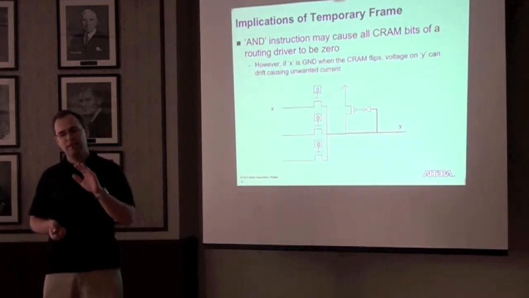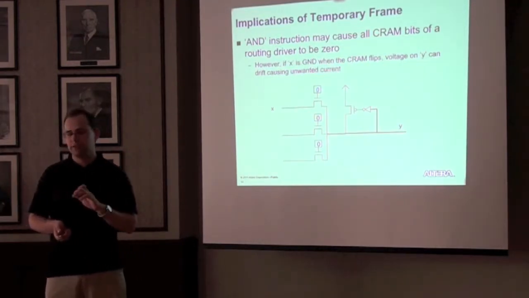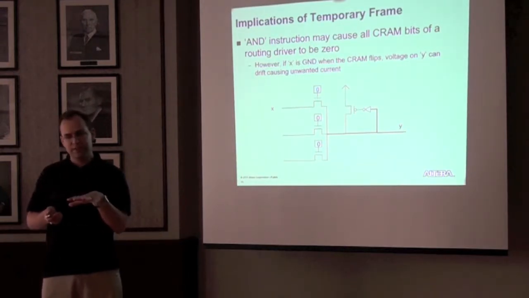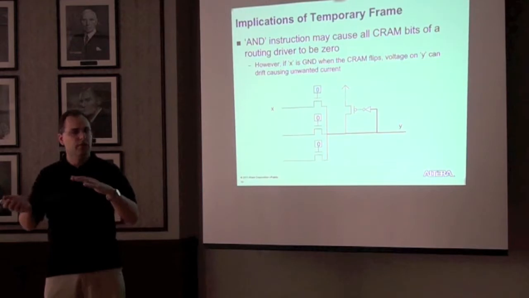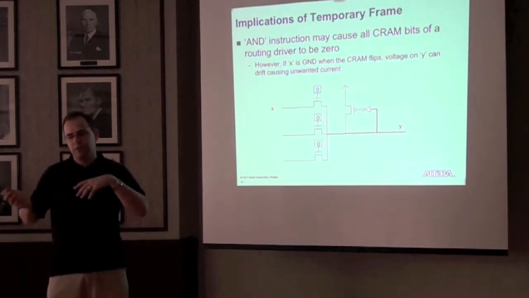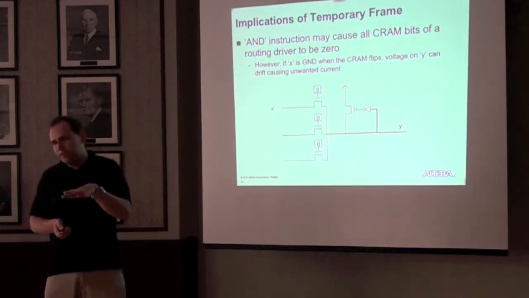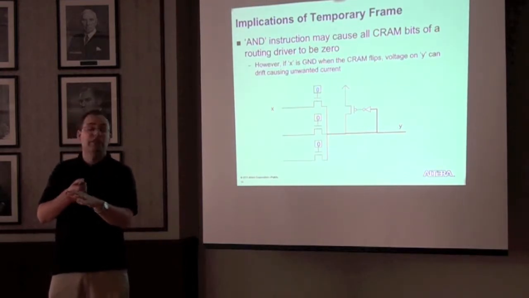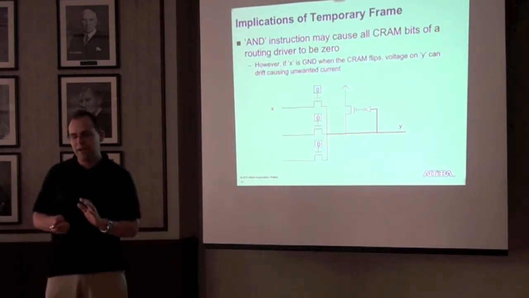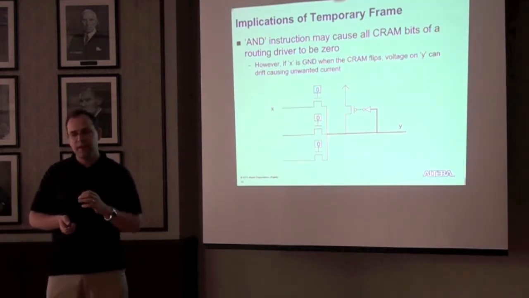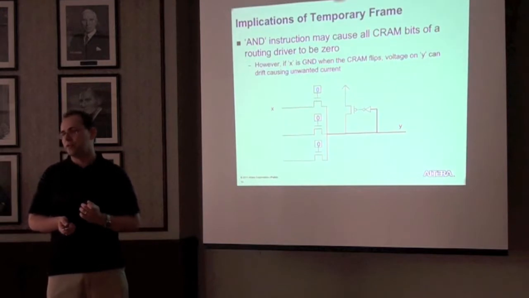However, if X is ground when the CRAM bit flips, the voltage on Y, although it should be 0, can drift because other signals are nearby. We have crosstalk, we have coupling capacitance, etc., and it can drift. And first of all, any signal drifting is bad, and if it reaches a point where you can engage a crowbar current, that can have a significant power drain.